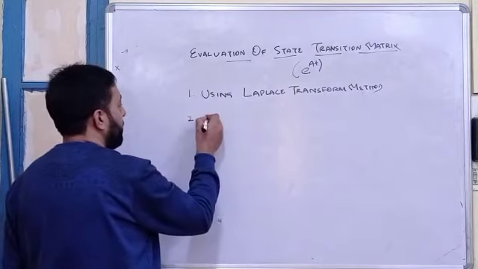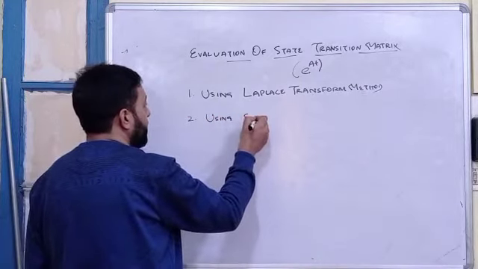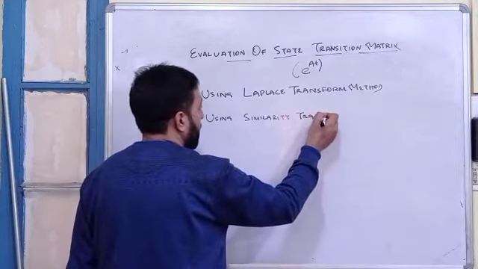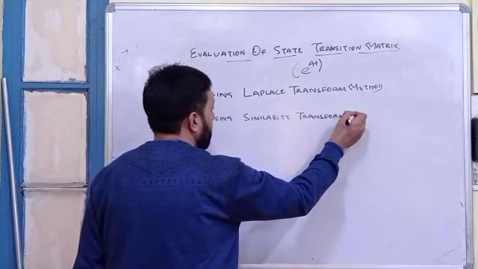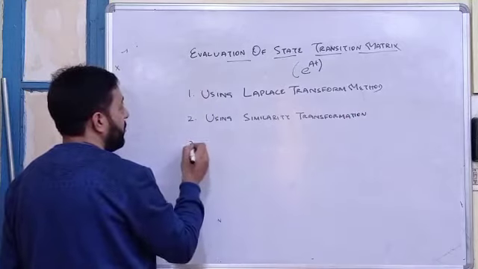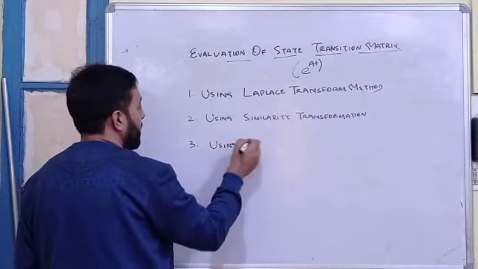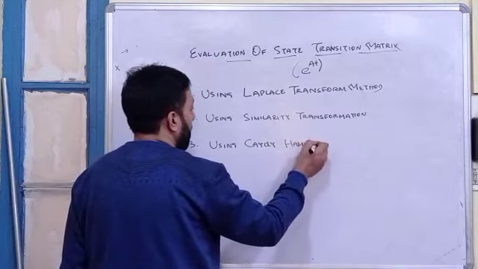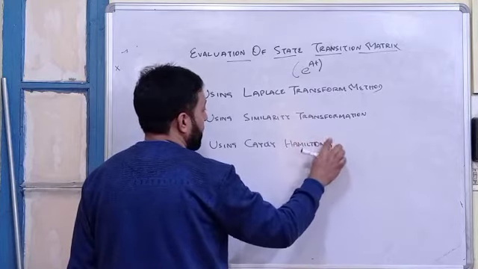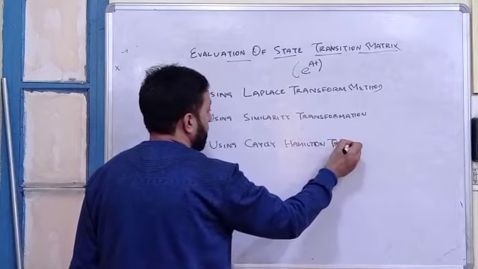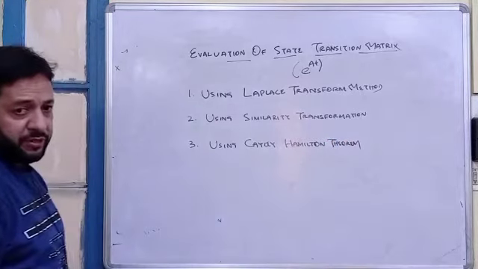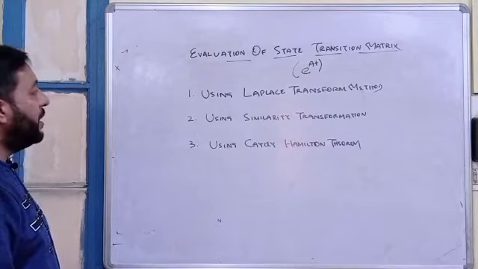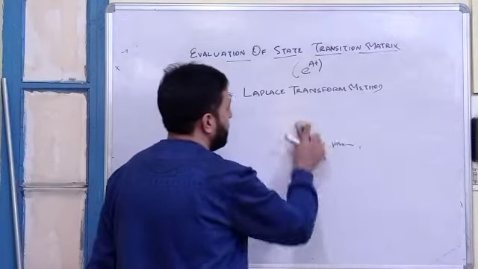Using the Laplace transform method. दूसरा method मैं आपको दिखाऊंगा इसको evaluate करने का, using similarity transformation. Okay. Yes, sir. And the third method I will show you of evaluating the state transition matrix is using the Cayley-Hamilton theorem. I think you must have read it in matrix theory. Cayley-Hamilton theorem. ये तीन methods में आपको state transition matrix evaluate करने के दिखाऊंगा, ठीक है? तो पहले पहला वाला method देखेंगे, that is using the Laplace transform method. Let's see this method first.